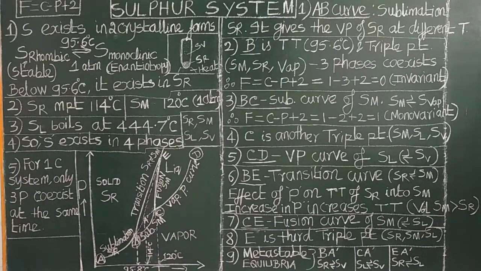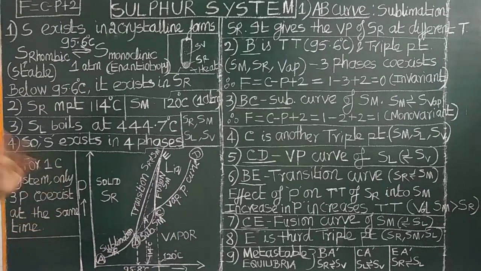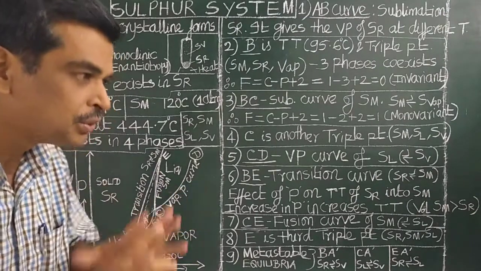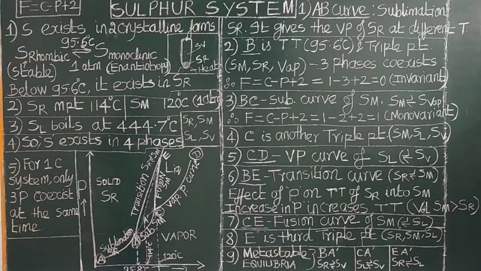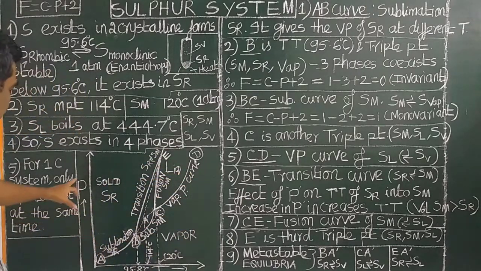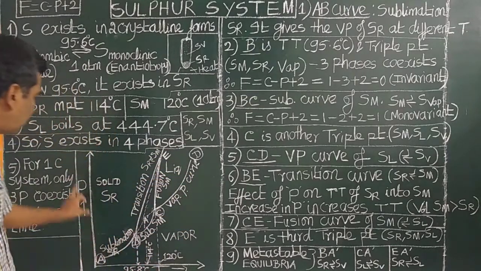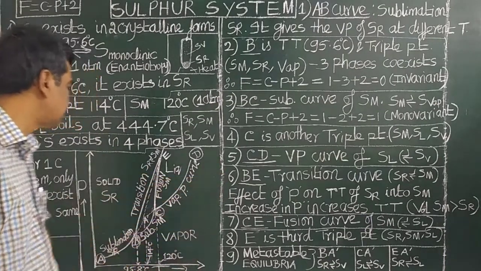Okay. Now there is one important condition: for a one component system, at any time there can be only 3 phases. All the 4 phases cannot exist together. At the same time, only 3 phases exist together for a one component system. Okay. Now this is the phase diagram. The phase diagram is shown here. A plot of pressure versus temperature for the sulfur system gives its phase diagram.